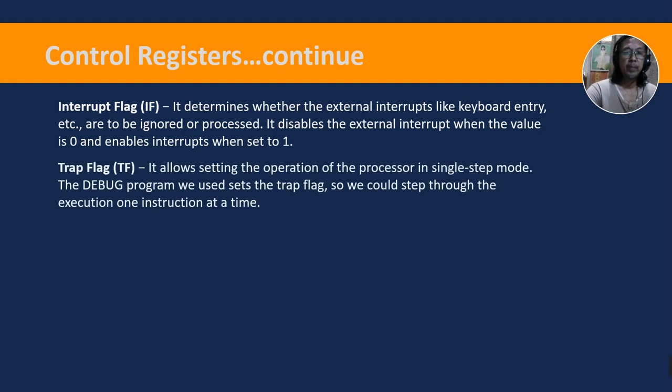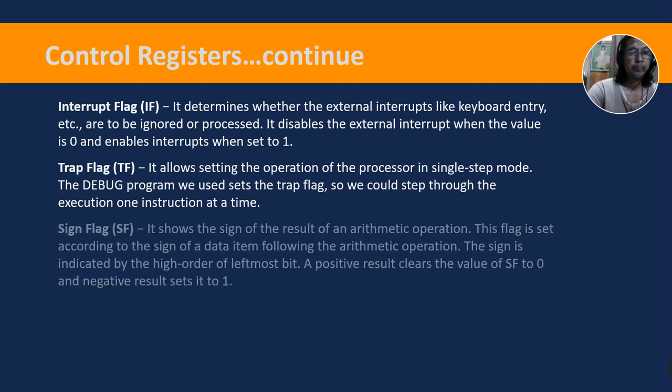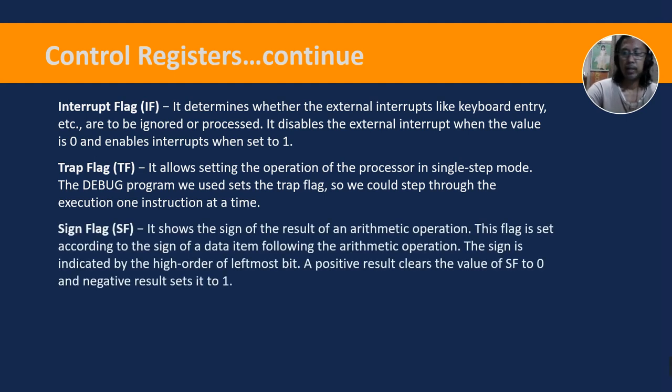Then you have the trap flag. It allows setting the operation of the processor in single-step mode. The debug program we use sets the trap flag so we can step through the execution one instruction at a time. So we will see this later on in our emulator. I'll have to take note of that. Trap flag.